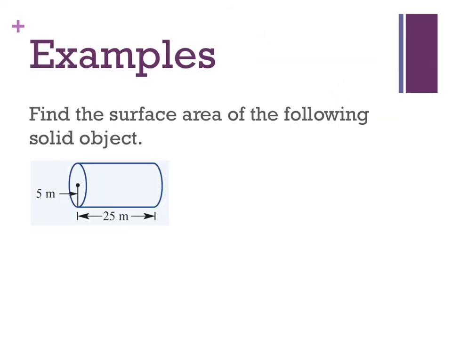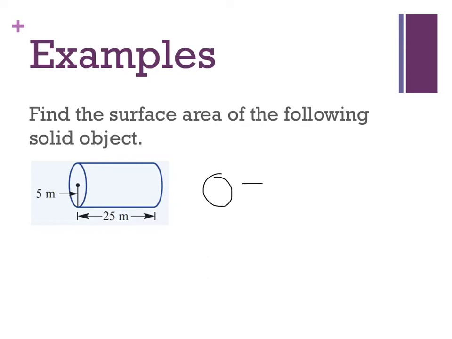First example that I've got here, it says find the surface area of the following solid object. Okay, so I've got two circles and a rectangle. I know that to find my area of a circle, what's my formula again? Oh, pi r squared. So for the circles, my formula is pi r squared.